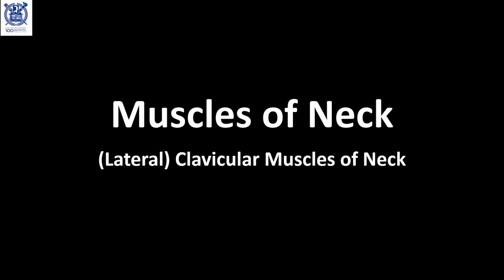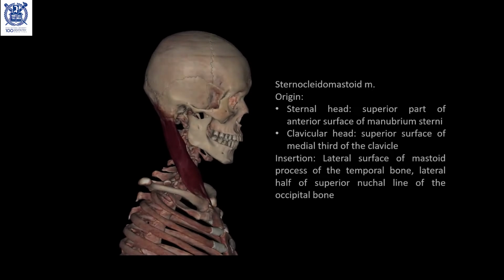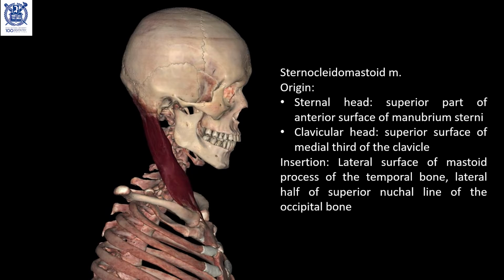The next muscle I would like to say is included in the lateral cervical muscles of the neck. Sternocleidomastoid muscle. It is one of the largest and most superficial cervical muscles. It is given the name sternocleidomastoid because it originates at the manubrium of sternum and the clavicle and has an insertion at the mastoid process of the temporal bone.